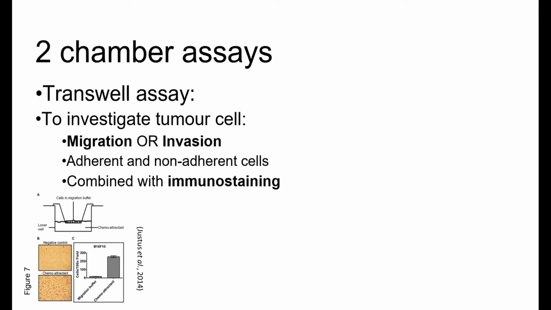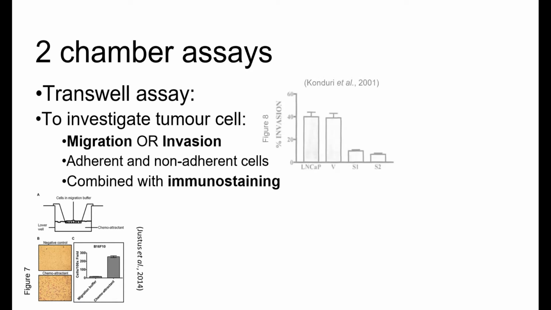But we can make slight modifications to this assay where we can observe invasion, where now in between the membrane and the cells, we can add something that's supposed to mimic the extracellular matrix, such as adding Matrigel on top of the membrane. So if the cells are able to invade, they now have to degrade what is essentially the extracellular matrix to be able to pass through into the bottom chamber.